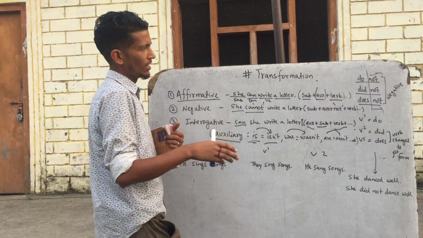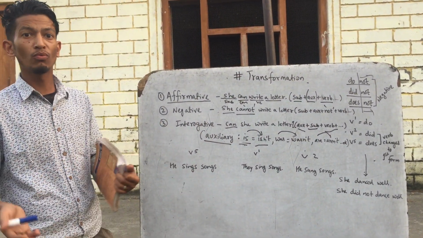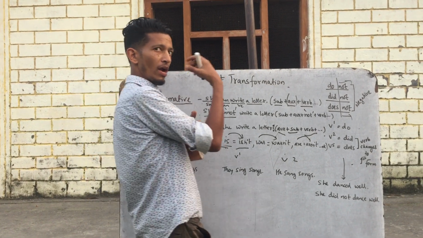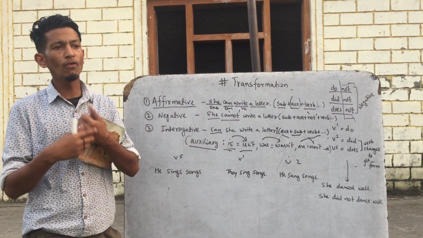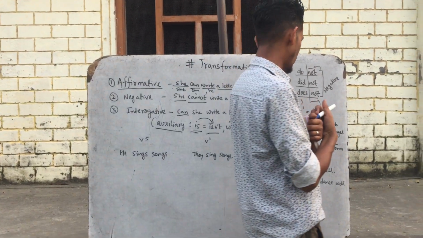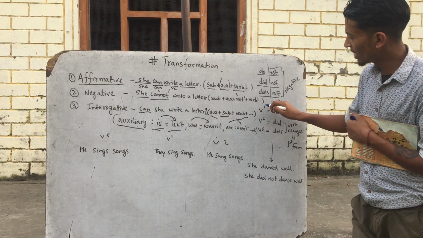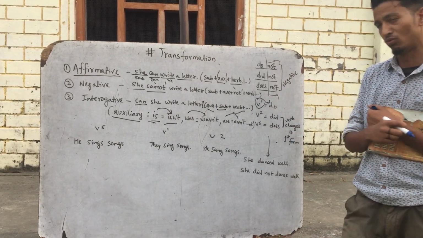So as I already told you that we will add do, did, and does, but how will I come to know what I need to add? Do I need to add do, did, or does in a sentence? So how will I come to know about that? So there is a rule over here in transformation which says if there is verb 1 in a sentence, then we will apply do.